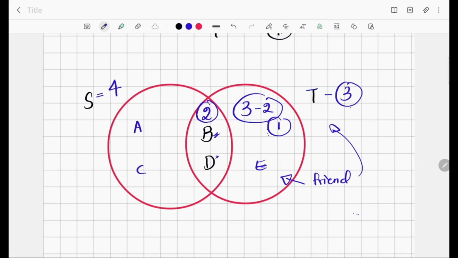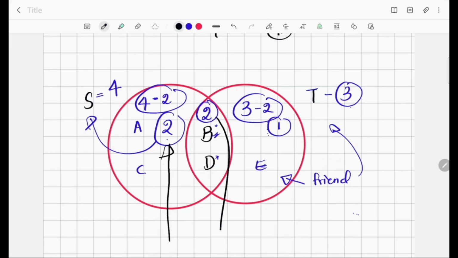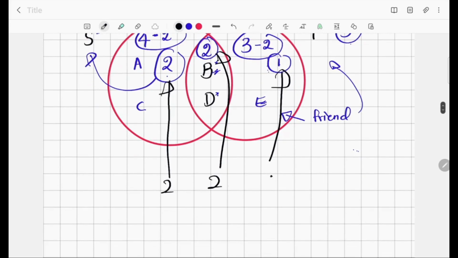Alright, so in numbers also, see, can we just put 4? No, because these 2 are already here. So you just have to deduct it and only 2 will come here. So what does this 2 indicate? 2 indicates that only 2 friends like to play only soccer. Alright, now we will calculate it again. See 2 here and 2 here and 1 here. Okay, so 2, 2, 1. See, now we get only 5 friends.